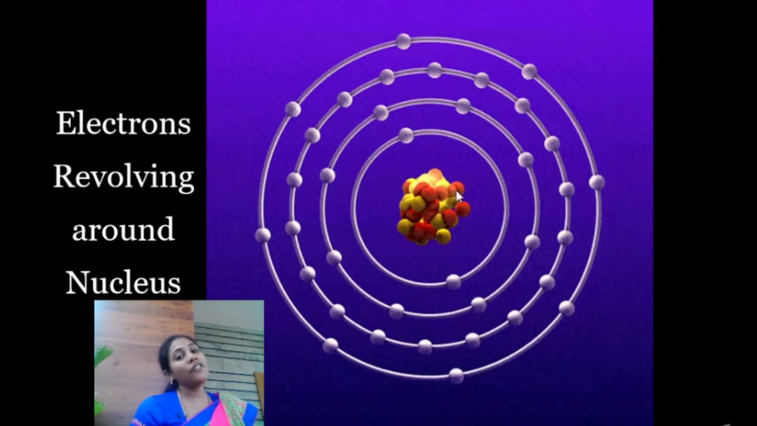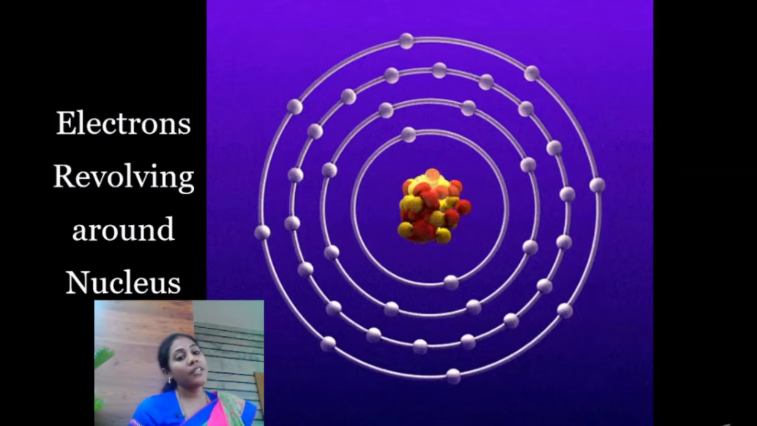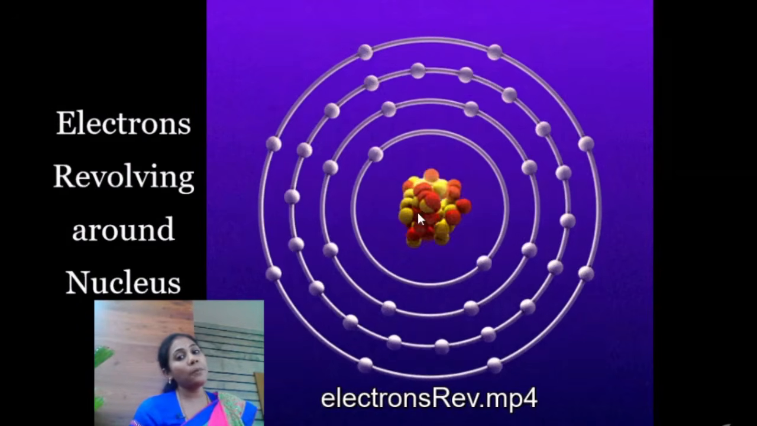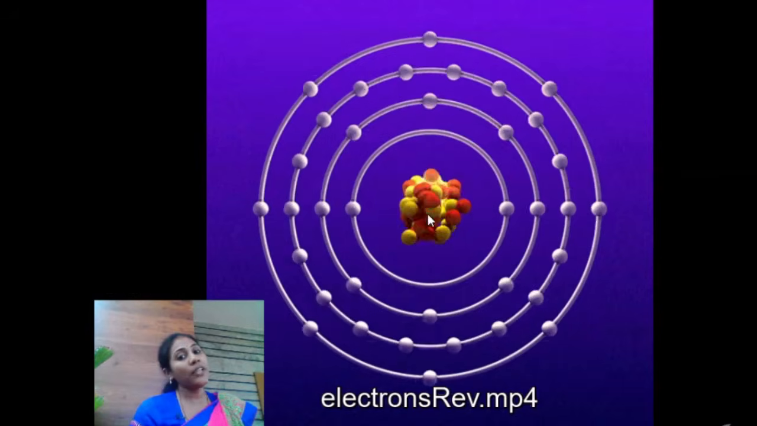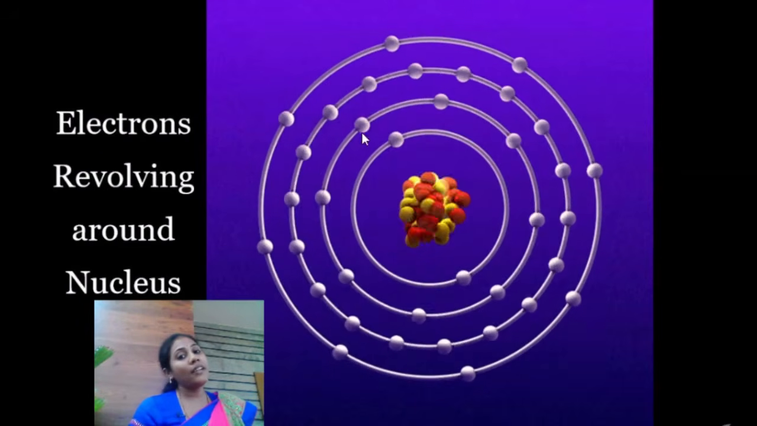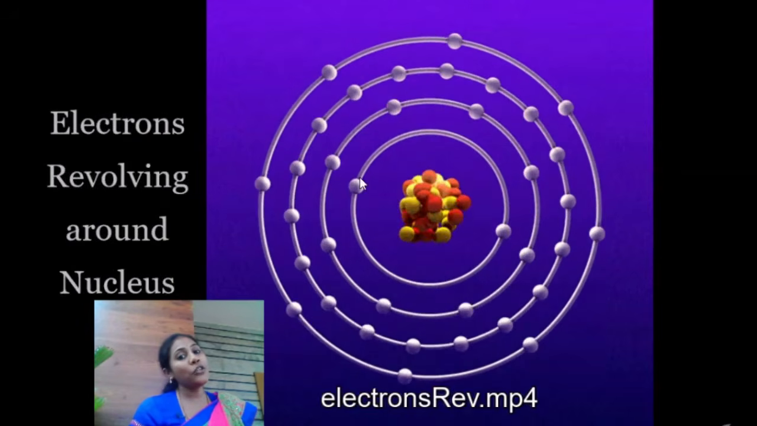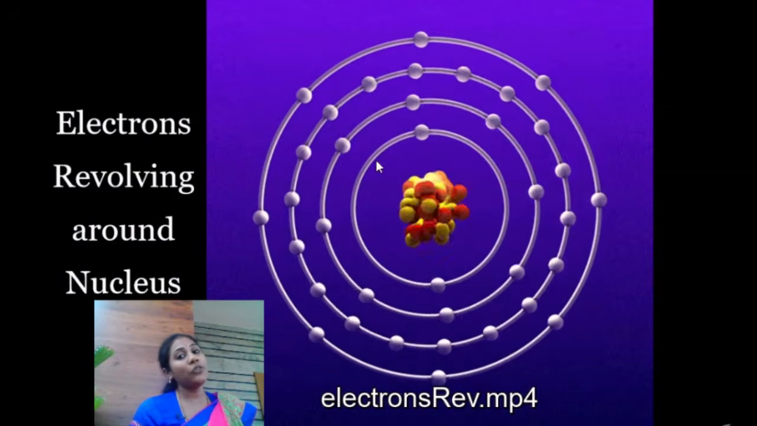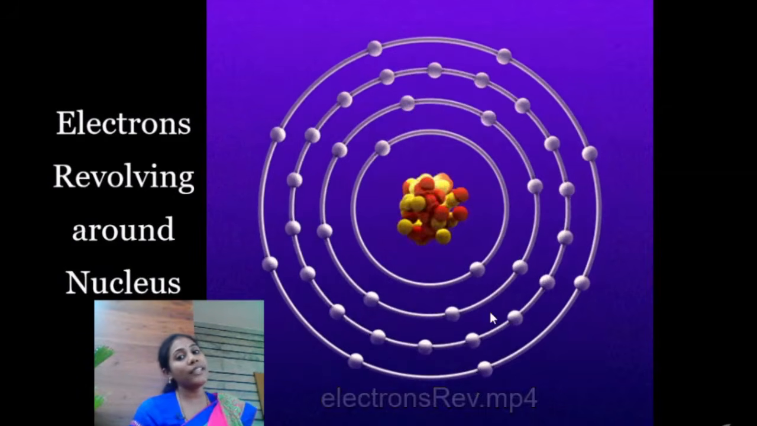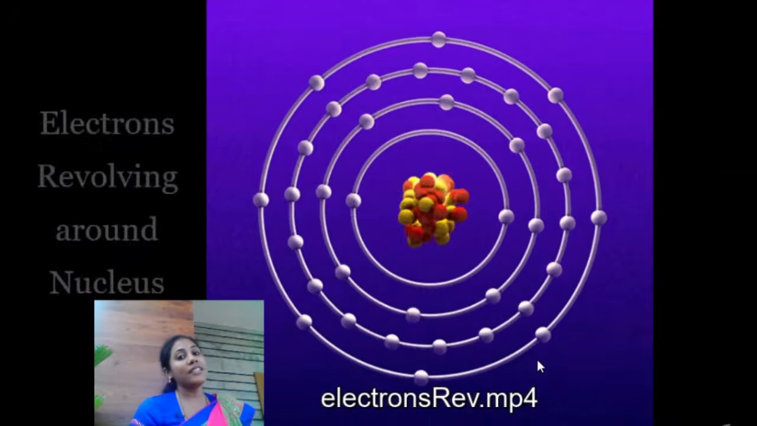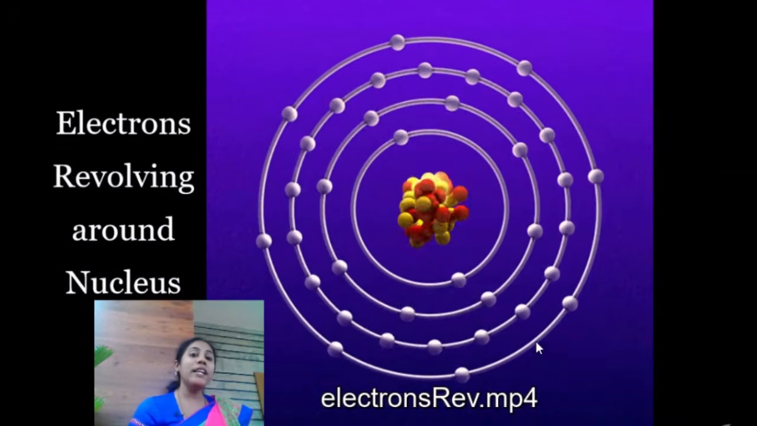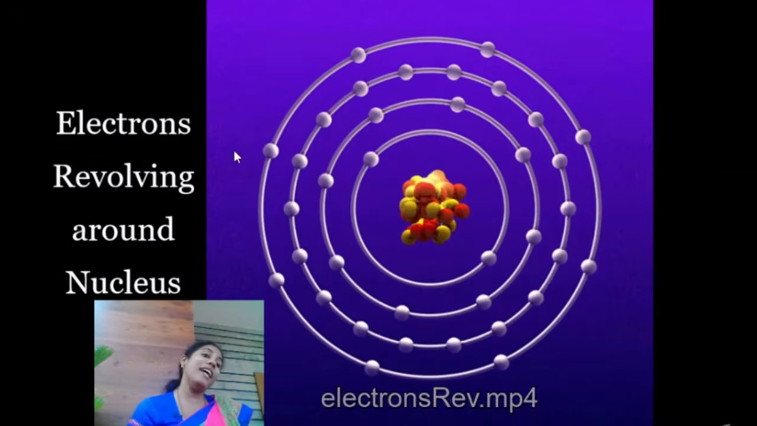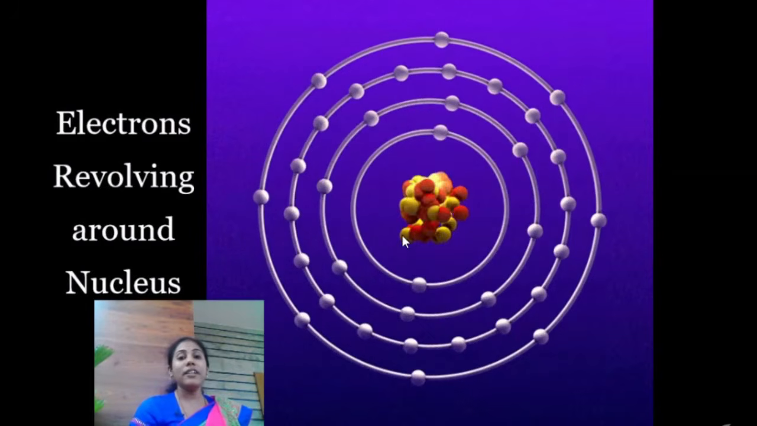So now we will see a visual of how everything is moving. Okay, so you can see the visual. Inside, protons and neutrons are moving, right? And outside, electrons are also moving around the nucleus. Within the shells only they are moving continuously. So this is how electrons revolve around the nucleus. Clear, everyone?